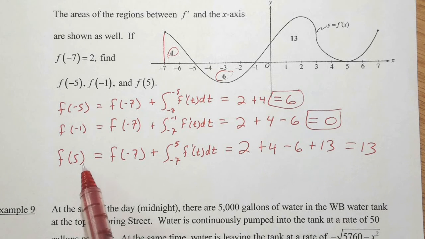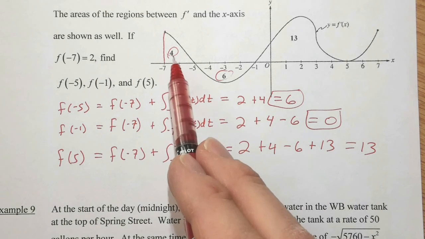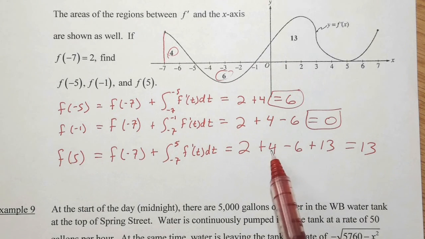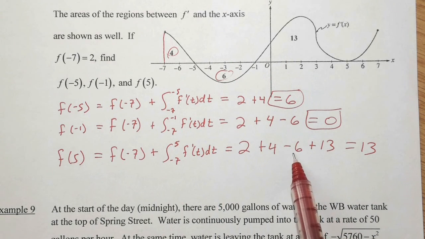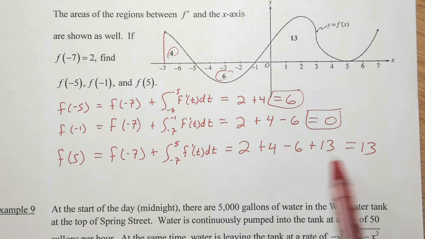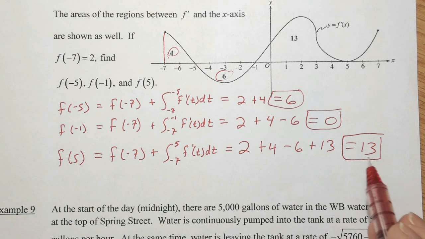As far as f of 5 is concerned, we start with our initial condition, which is 2, and then we add the 4 and the 13 because those are regions above the x-axis, but we subtract the 6 because that's a region which is below the x-axis. 2 plus 4 is 6, minus 6 brings us down to 0, plus 13 puts us back up to 13, so the final answer for f of 5 would be 13.